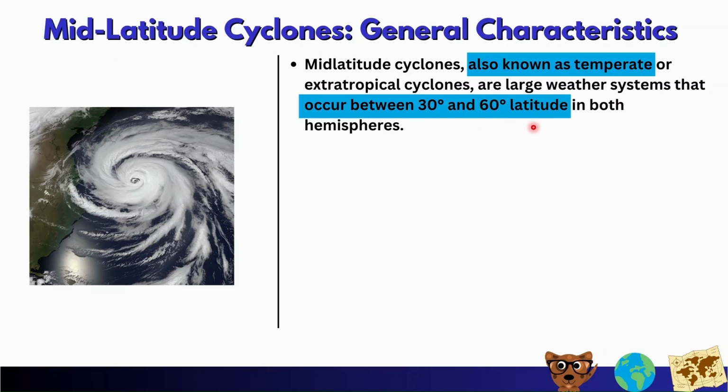Now remember, if they ask you a question, but instead of saying mid-latitude cyclones, they say temperate cyclones, just know that that is the exact same thing, right? Temperate cyclones is just another name for mid-latitude cyclones.